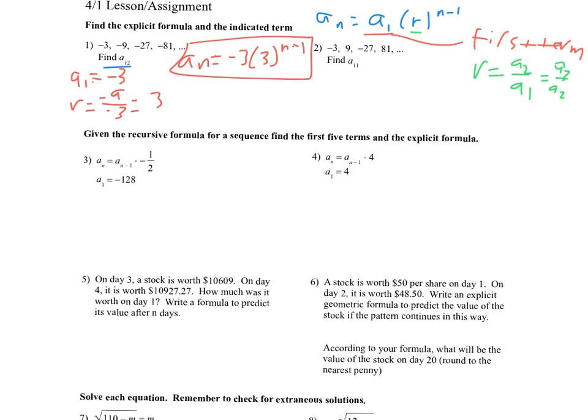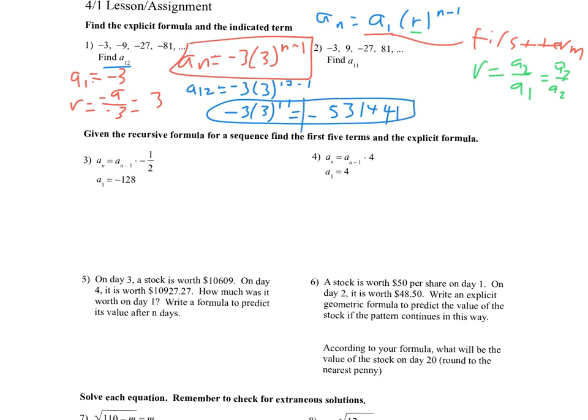So a sub 12 now is pretty easy. If I have my formula, I'm just going to do negative 3 times 3 to the power of 12 minus 1. So it's going to be negative 3 times 3 to the power of 11. I would just type that in my calculator just like that, and it comes out to negative 531,441. Just that. All right, next step here.